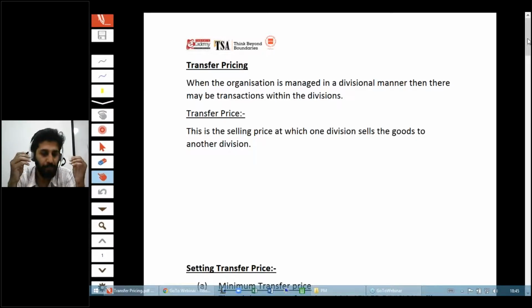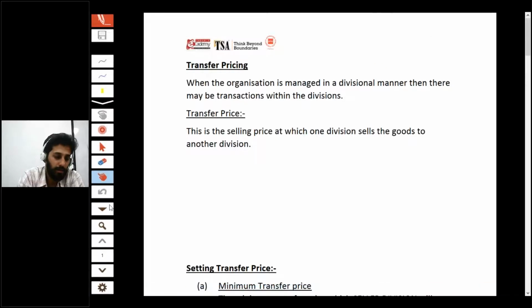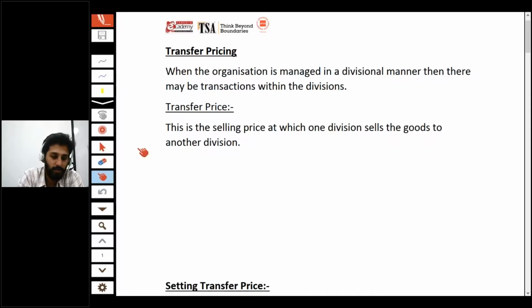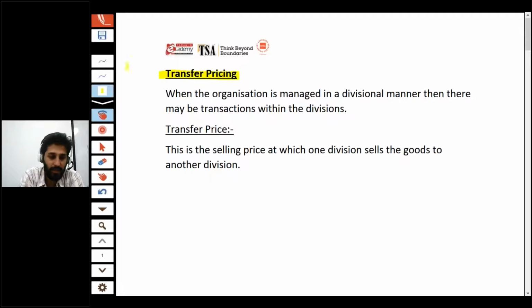Now let's start with this topic, transfer pricing. And I'm touching this area because it's one of the important areas. All right, this is one of the important areas. Transfer pricing. Now, what is this transfer pricing?